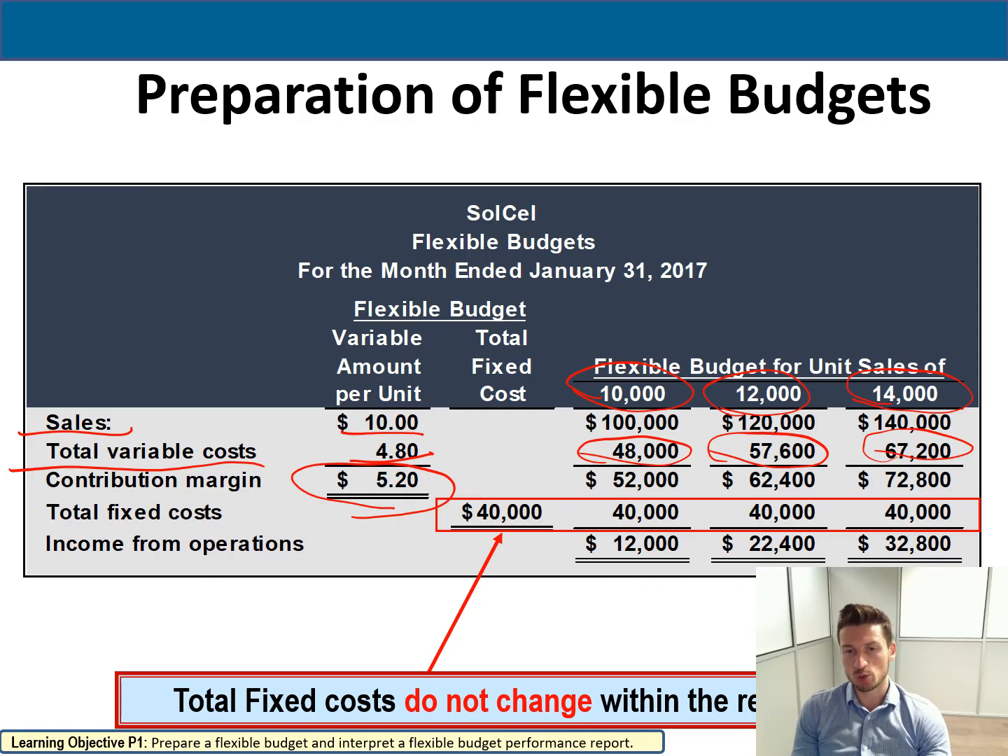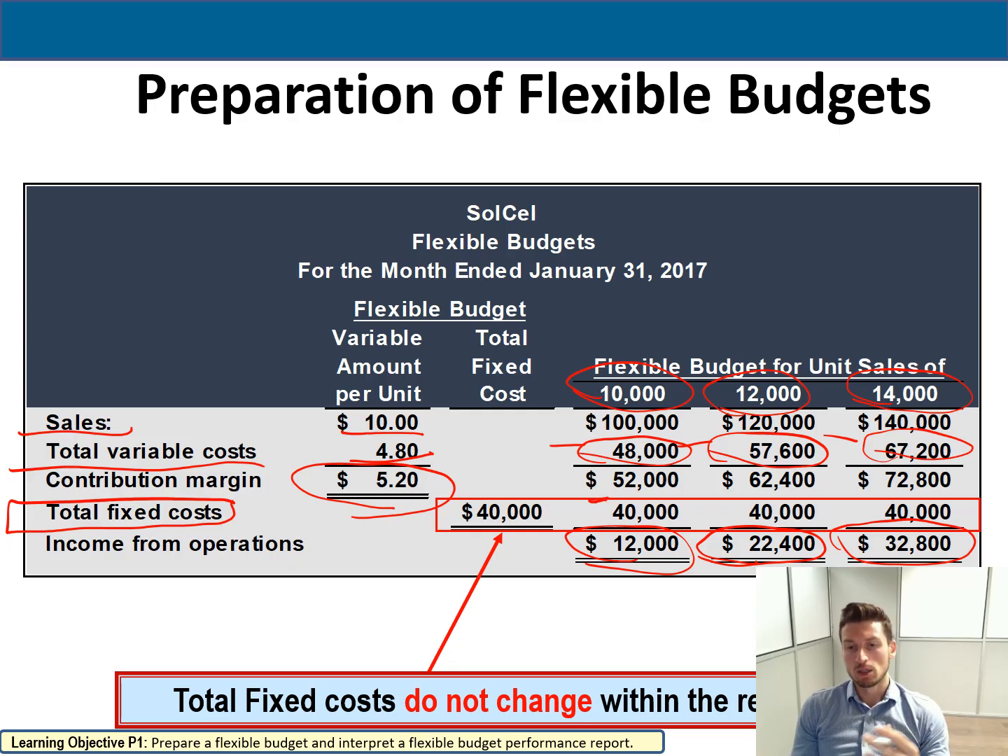And then I have a contribution margin, which is the difference between these two numbers. Total fixed costs don't change within the relevant range, because as I told you before, it doesn't matter if I'm going to produce 10,000, 12,000 or 14,000, my total fixed cost will stay the same. And my income from operations is 12,000, 22,400 and 32,800, which is the difference between contribution margin and your fixed cost.